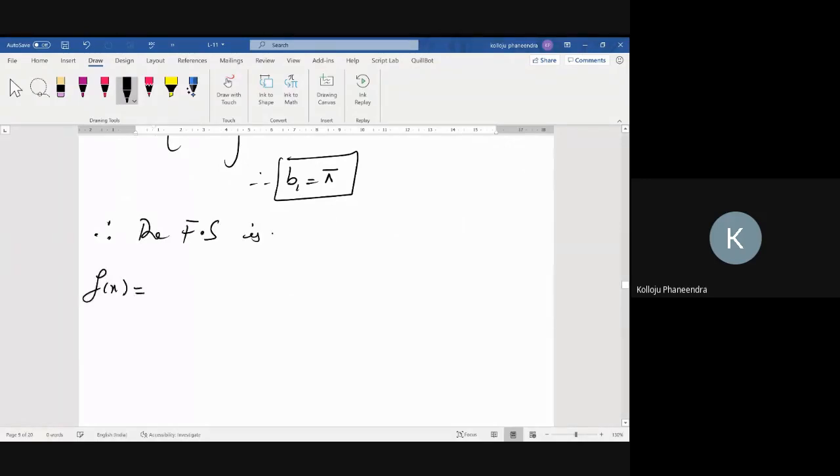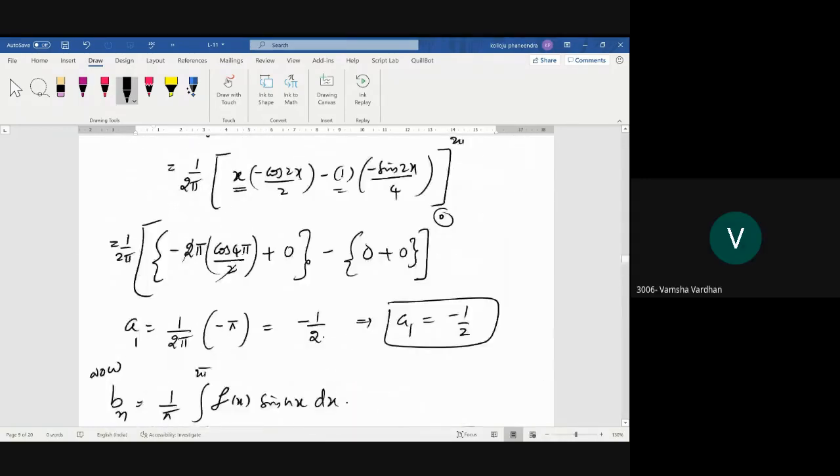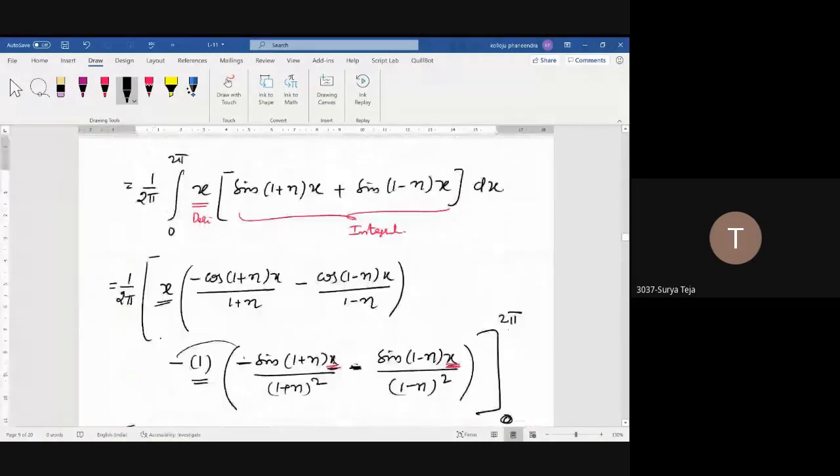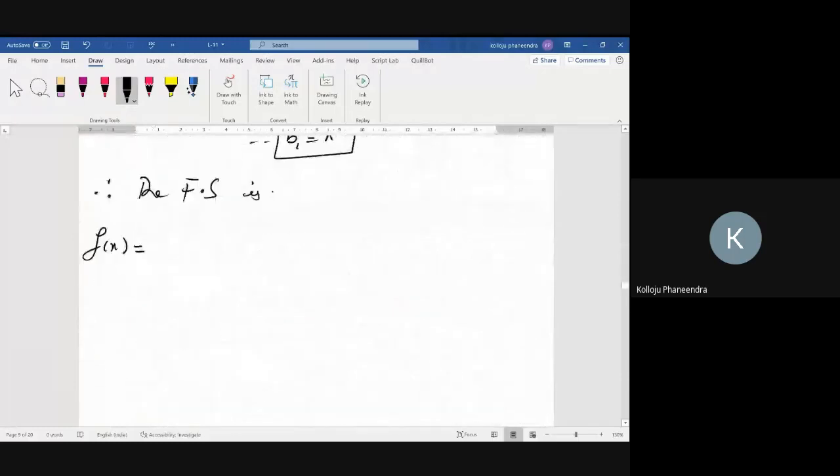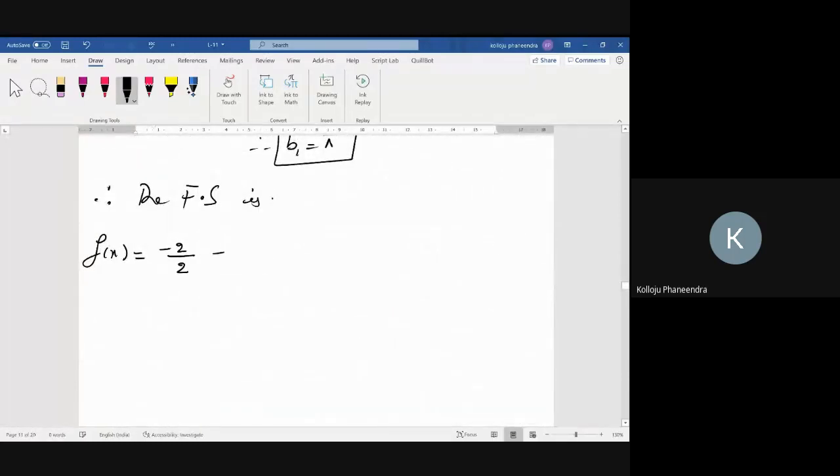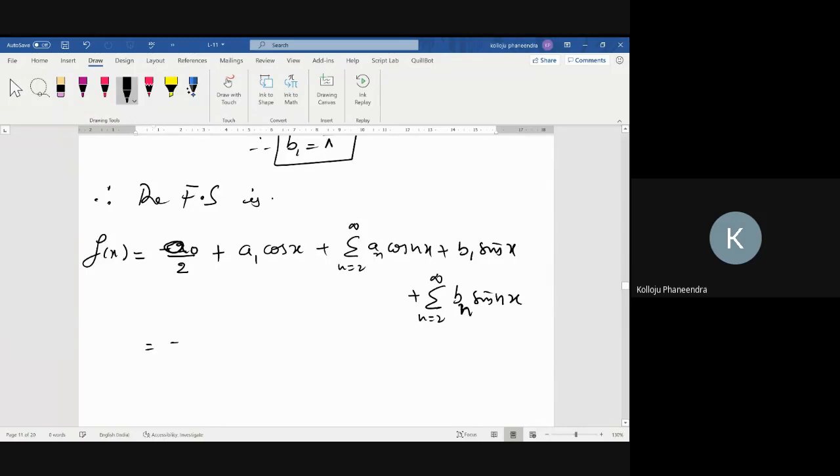is f of x equal to... What is the first one? A naught value. What is the a naught value? Minus 2. Okay, right. This is the a naught value, minus 2, a naught by 2, plus. Now that Fourier series you have to split, because a1 we calculated separately. Separate that: n equal to 2 to infinity, an cos nx. Similarly, b1 sin x plus n equal to 2 to infinity bn sin nx. You write like this. This is minus 2 by 2.